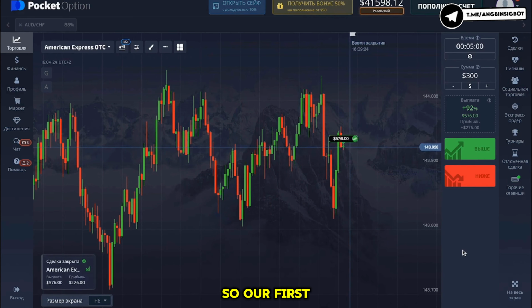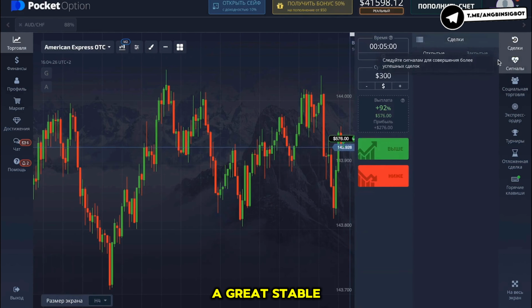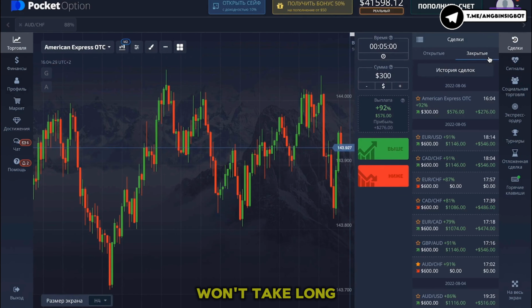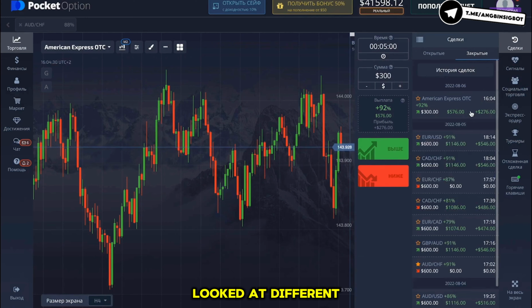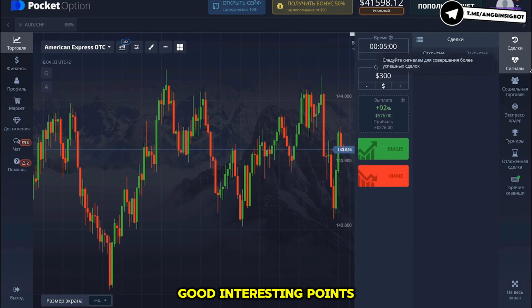So, our first trade closes in profit, a great stable movement. The next trades won't take long to come. I have already looked at different assets and found many good interesting points to trade.